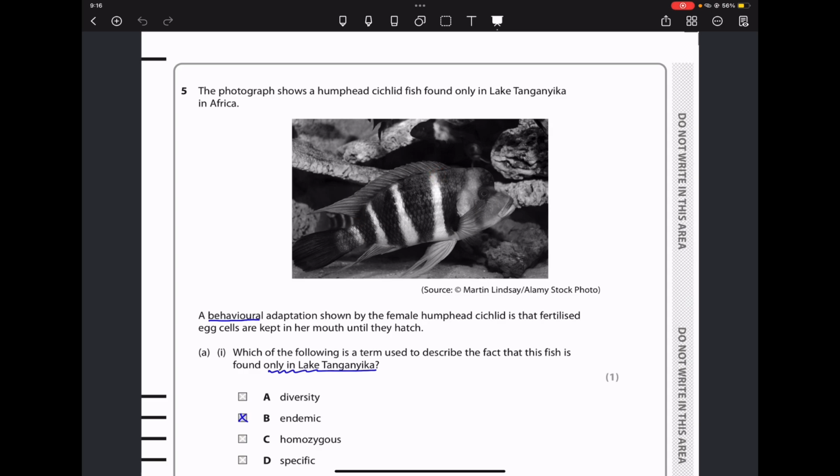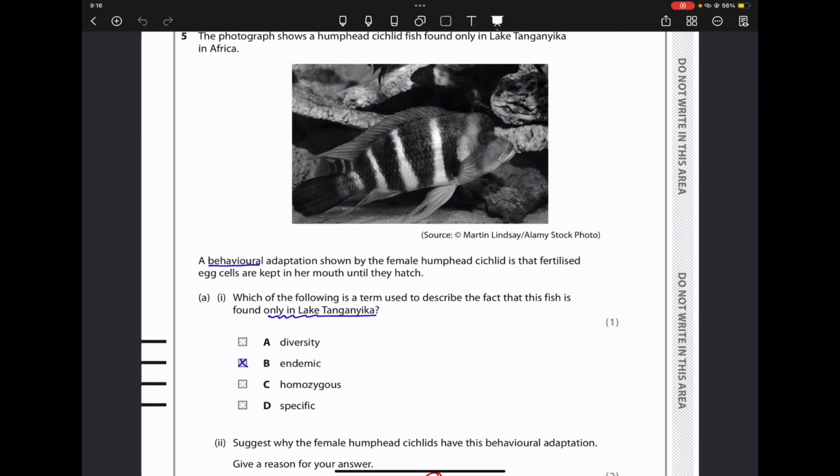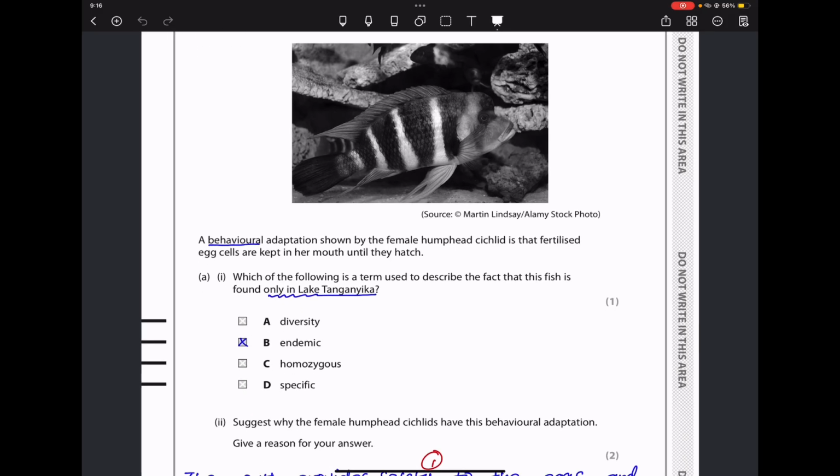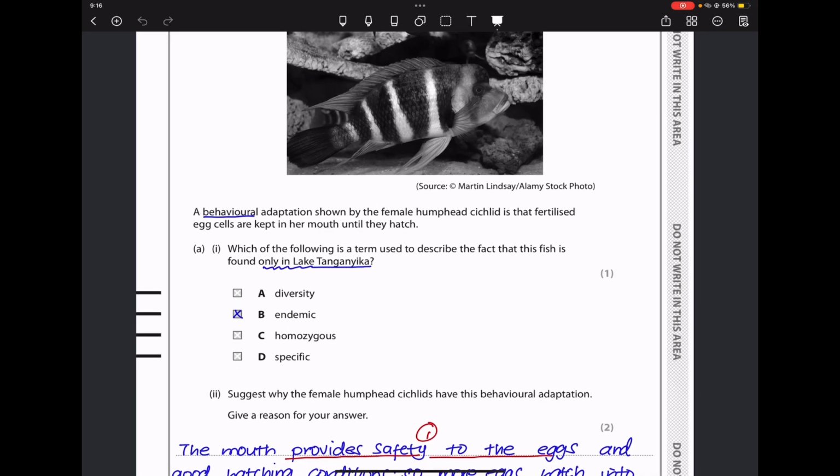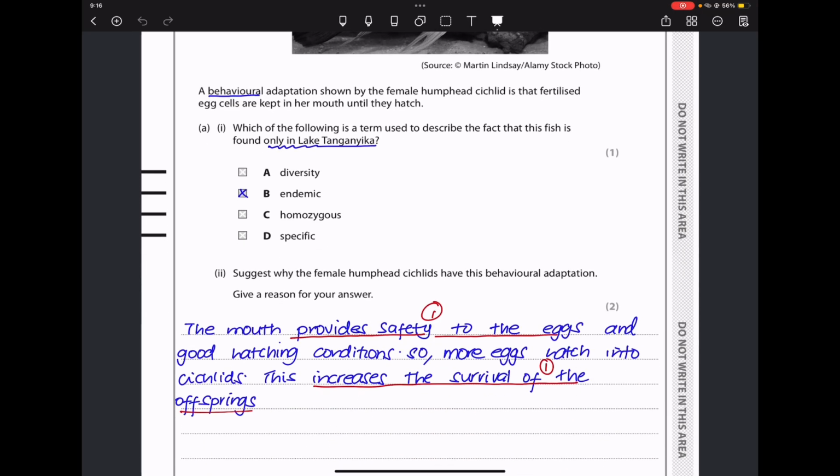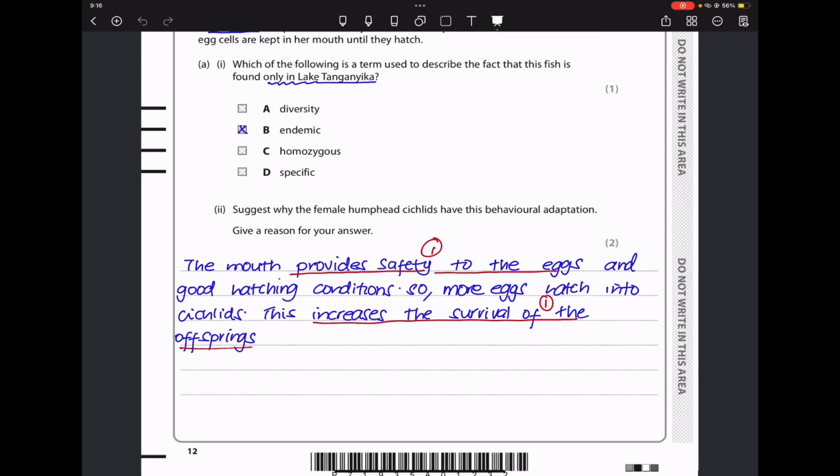A behavior adaptation shown by the female humphead cichlid is that fertilized eggs are kept in her mouth until they hatch. Which of the following is a term used to describe the fact that this fish is found only in Lake Tanganyika? This is B. It is endemic to Lake Tanganyika. Then, suggest why the female humphead cichlids have this behavior adaptation and give a reason for your answer.